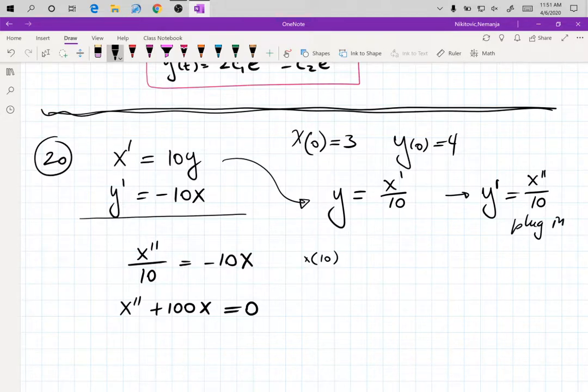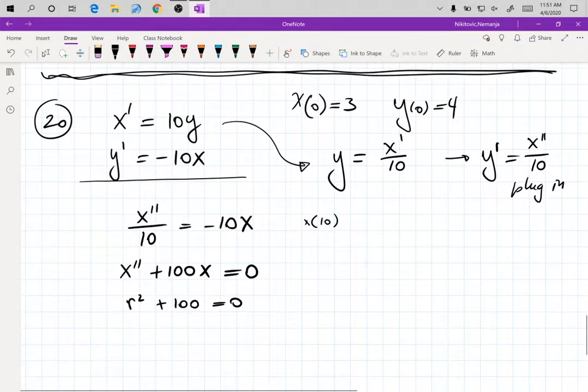And now I need to solve this. This is r squared plus 100 equal to 0. Hey, that's complex, right? We got a 10i over here. So that's r equals plus minus 10i. Because it's a plus. If this was a minus, it would just be 10 in that case. But when you move 100 to the other side, it becomes minus 100. Square root of minus 100 is 10i.